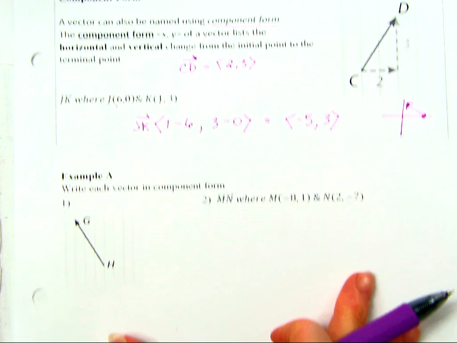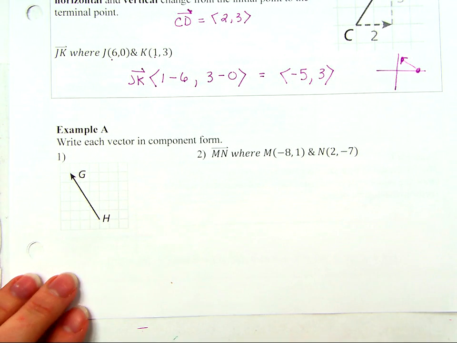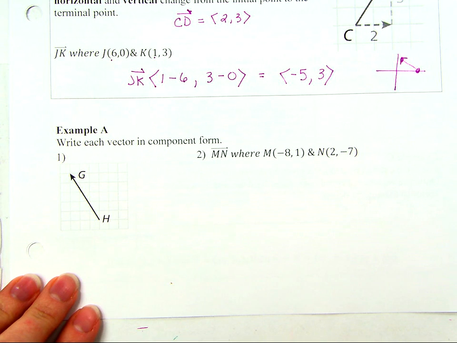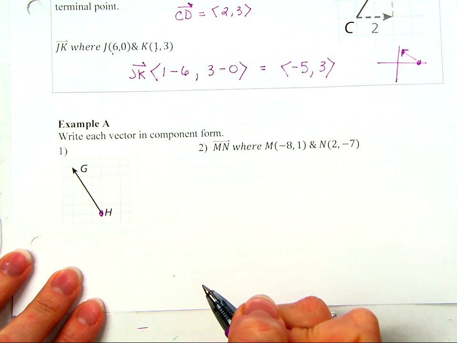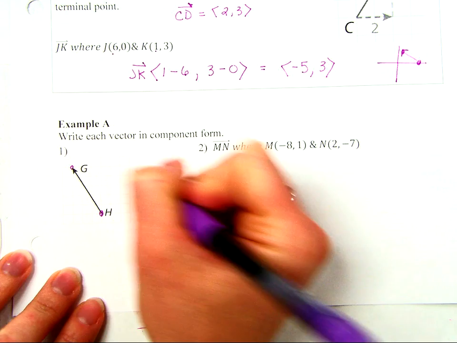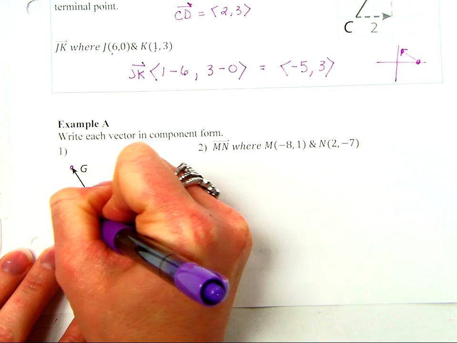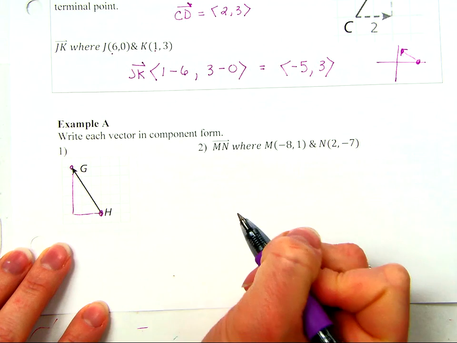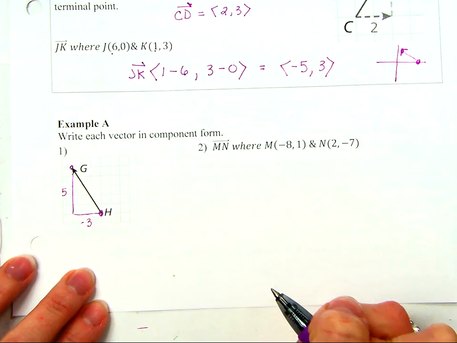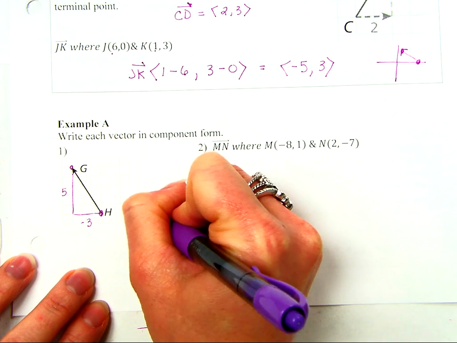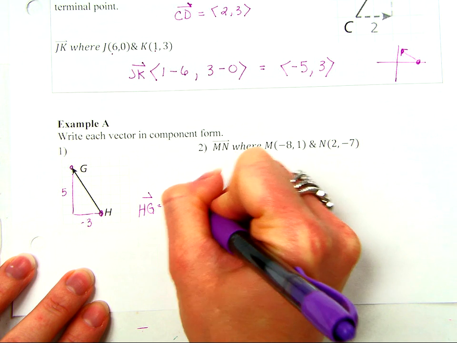So let's go ahead and take a look at a couple examples there. They're just wanting us to write our vectors in component form. If you looked at example number 1, H is my initial point and G is my terminal point. So I'm looking from the initial to the terminal, my change. Well, I can see I moved to the left and I moved up. So for my vector HG, in component form, I would say <-3, 5>.